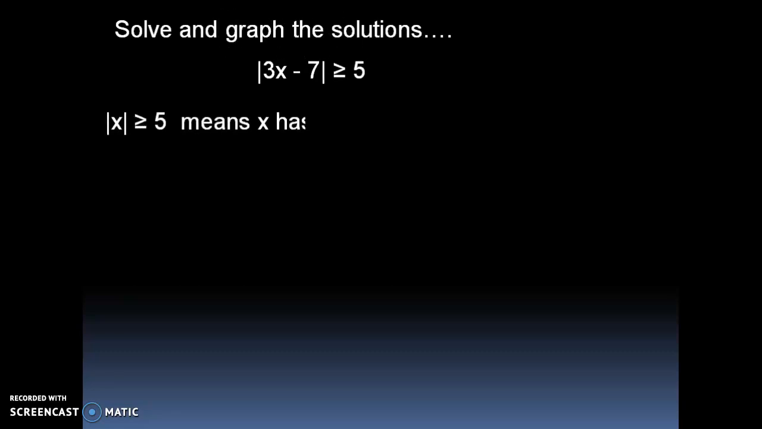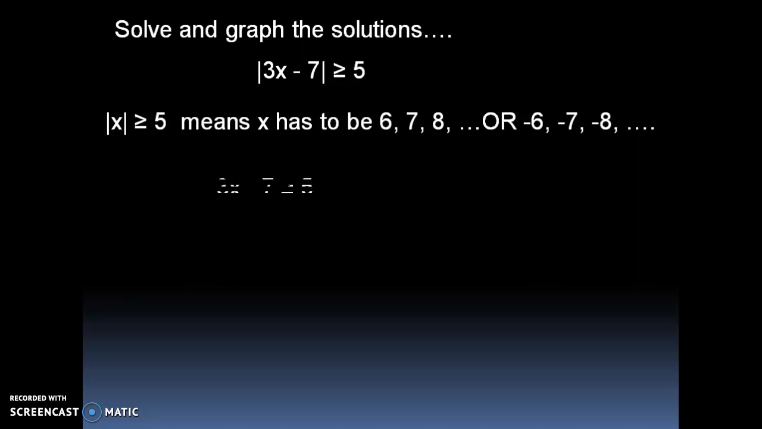Let's take a look for a second. The absolute value of x is greater than 5 means that it has to be 6, 7, or 8, or negative 6, negative 7, negative 8. So instead of just an x, let's use that. 3x minus 7 has to be greater than or equal to 5. That would be the 6, 7, or 8. Or the negative 6, negative 7, negative 8 is going to be less than negative 5.